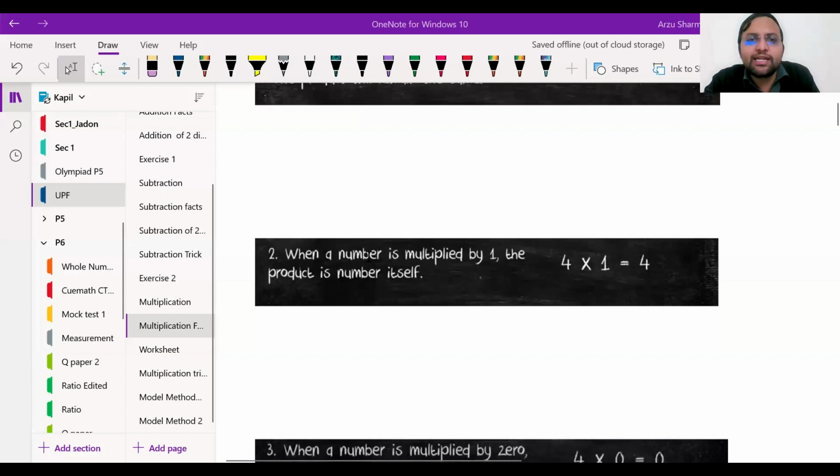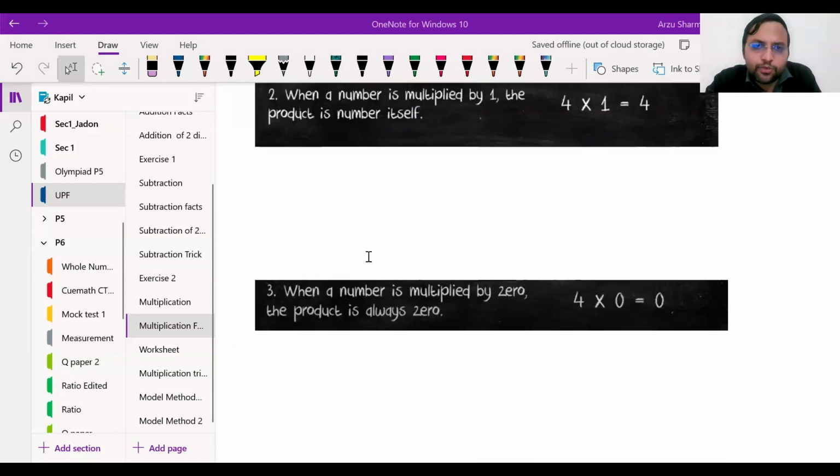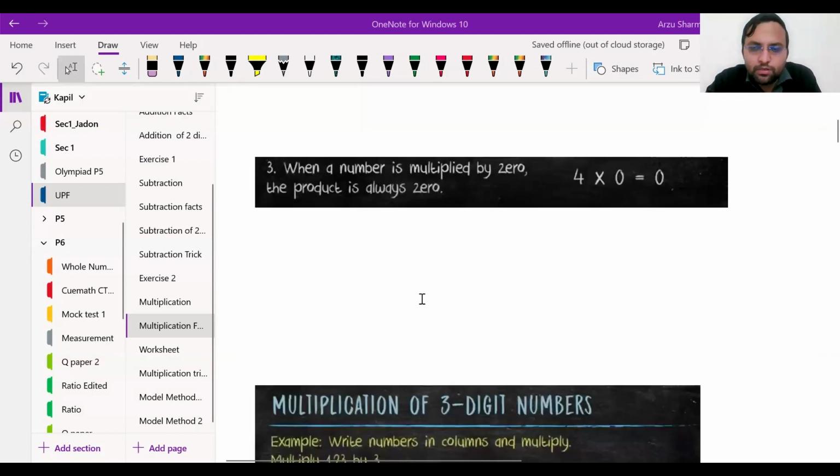The second fact is when a number is multiplied by 1, the product is the number itself. And when a number is multiplied by 0, the product is always 0. That's the third fact.